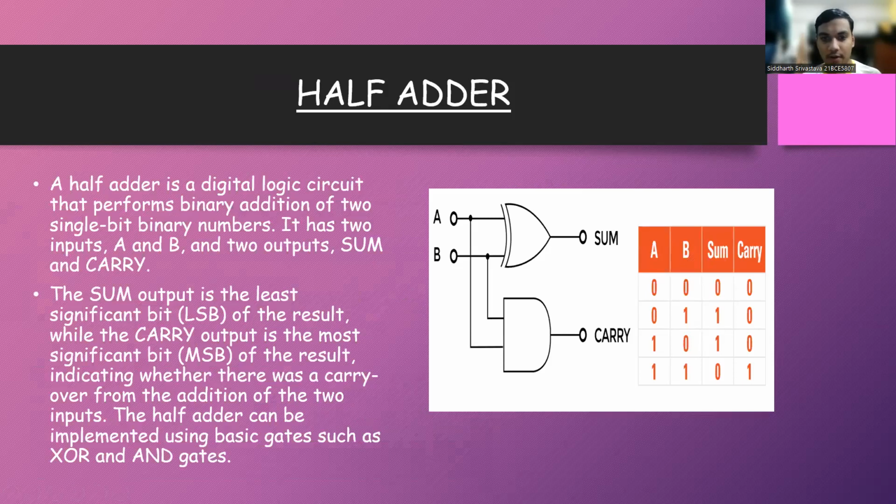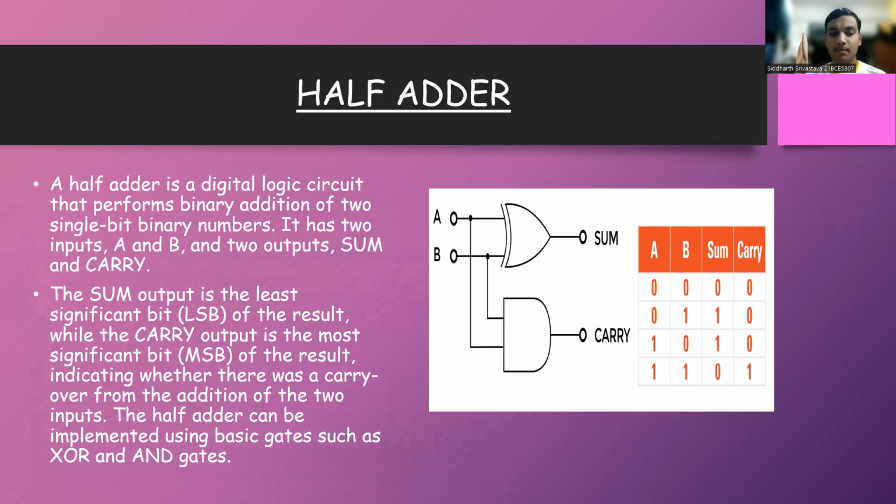First, let us study the half adder. A half adder is a digital logic circuit that performs binary addition of two single-bit binary numbers. It has two inputs, A and B. As we can see in the picture, A and B are the two input lines, and there are two outputs, sum and carry. The sum output is the least significant bit, also called LSB, while the carry output is the most significant bit, MSB, of the result, indicating whether there was a carryover from the addition of the two inputs.